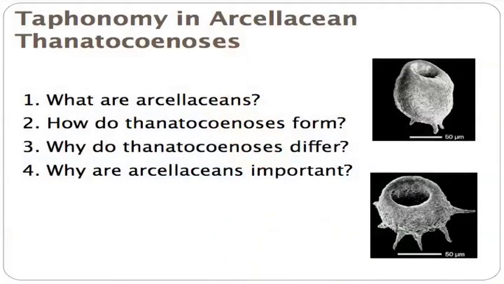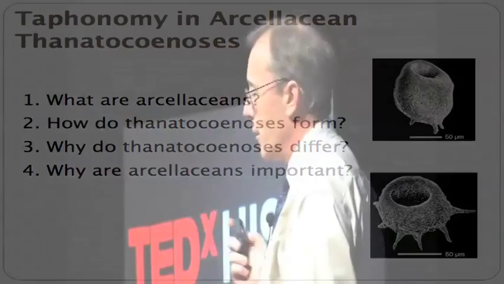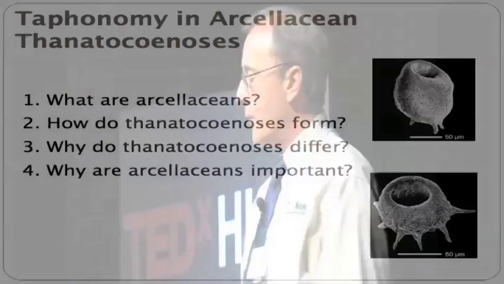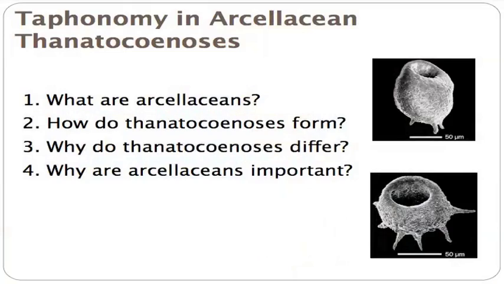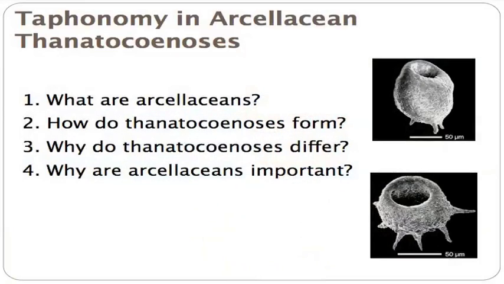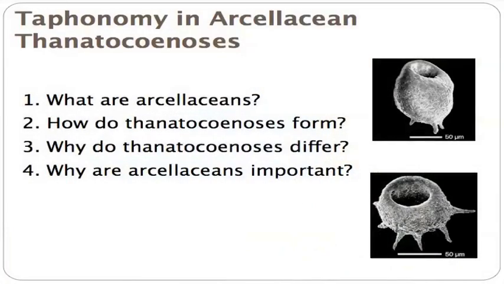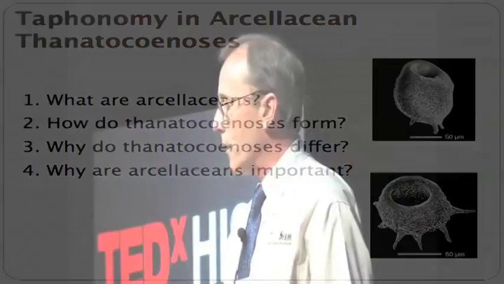So once again, what are Arcelaceans? They're testate rhizopods. How do thanatoconoses form? They form from original bioconoses in different depositional environments. Why do thanatoconoses differ? Because these bioconoses are different, along with each of the environments being different. And why are they important? Because they're our most useful paleoindicator for lacustrine environments. That was the same pattern, same type of lesson, and just as little learning.